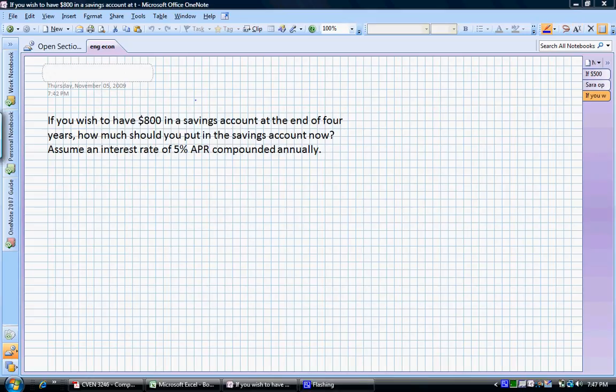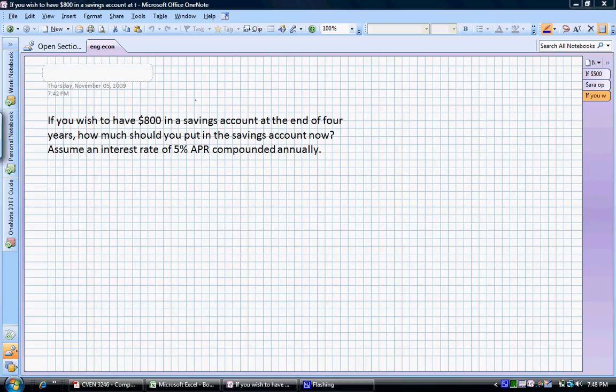Let's try another problem. Read the question. If we wish to have $800 in a savings account at the end of 4 years, how much do we need to invest in the savings account right now if we assume that we have an interest rate of 5% APR compounded annually?